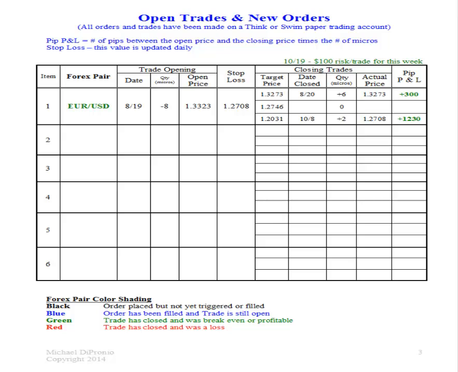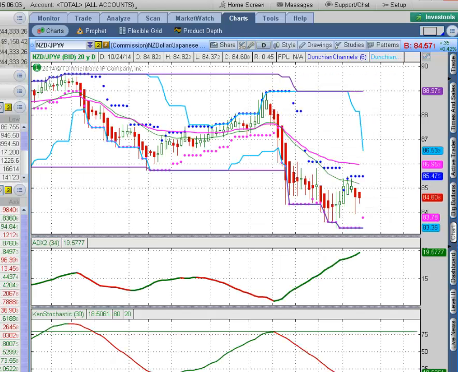And here's our trade summary chart for October. For open trades, presently there aren't any open trades. As for new orders, no new orders were placed today. Let's now look at some price charts.